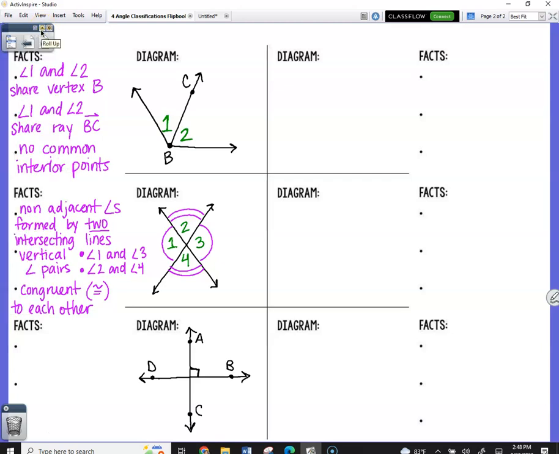Alright, 3 facts. Fact 1. Line AC is perpendicular to line DB. Because you have perpendicular lines, fact 2 would be that it forms 4 right, which means 90-degree angles. Forms 4 90-degree angles.